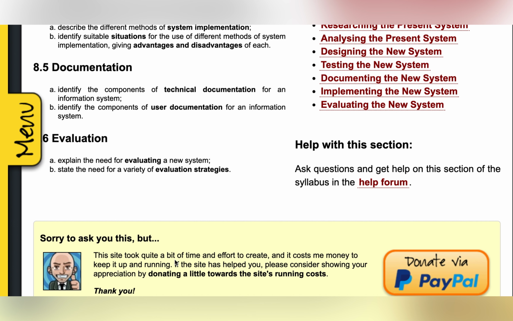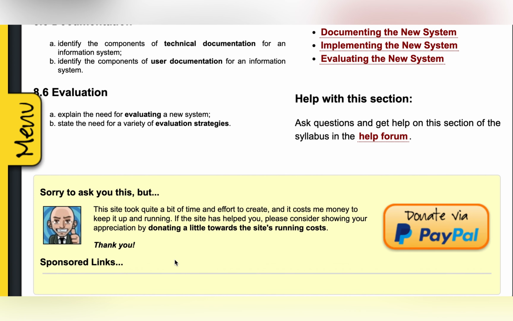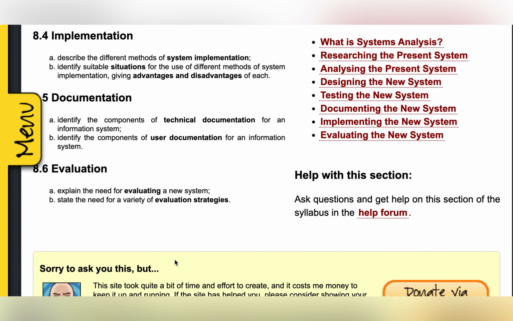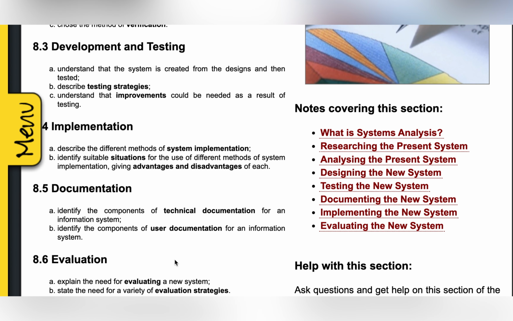And then before then, we now talk about the evaluations. We evaluate the system to see whether the system is performing optimally according to the design parameters. Okay, explain the need for evaluating the system. We're going to state why we need to evaluate our system and state the need for the variety of evaluation strategies that we're going to use. So these are the steps, stage by stage, that we're going to be following, or the things we need to cover in the whole of this chapter.